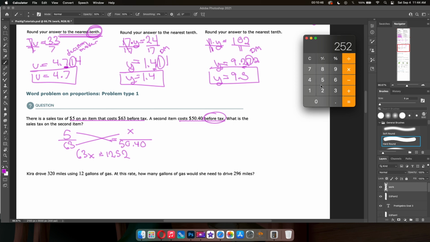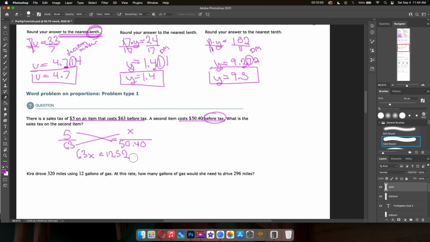50.4 times 5 equals 252. Okay, I got an extra 1 in there somehow. How did I do that? Oh, the 5 times 5. I know what I did. I was doing 5 times 25. Silly Miss Dubois. All right, anyway.